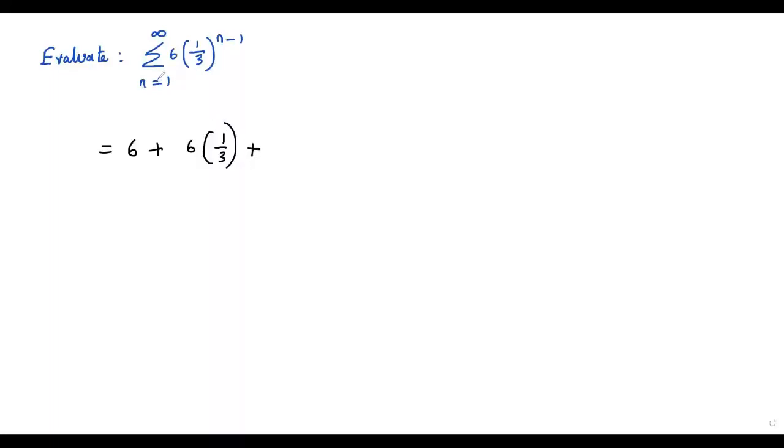Now I plug in n equals 3. 3 minus 1 becomes 2, so 6 times 1/3 to the second power. When I plug in n equals 4, 4 minus 1 becomes 3, so 6 times 1/3 to the power 3. In this way it keeps going infinitely, because it's an infinite series and the ending value of n is infinity. Now it's clear.